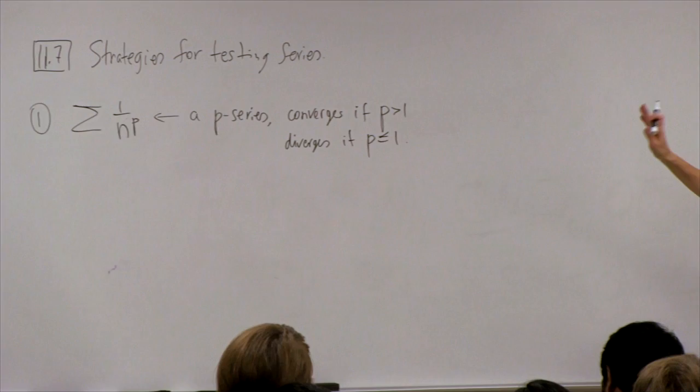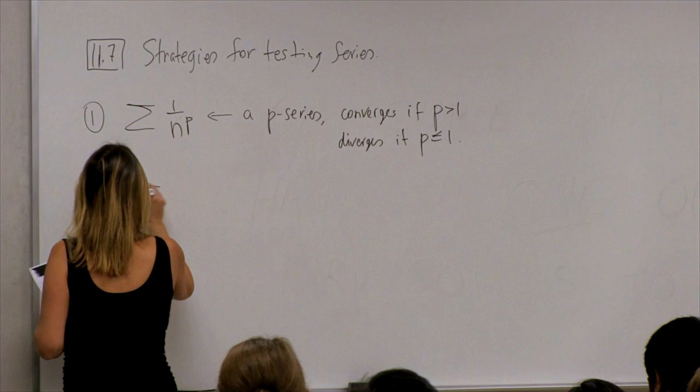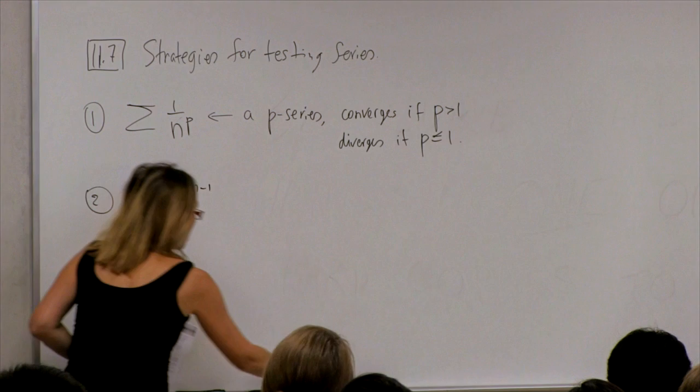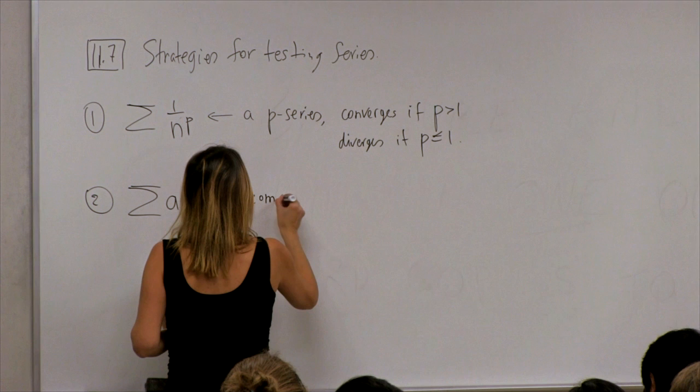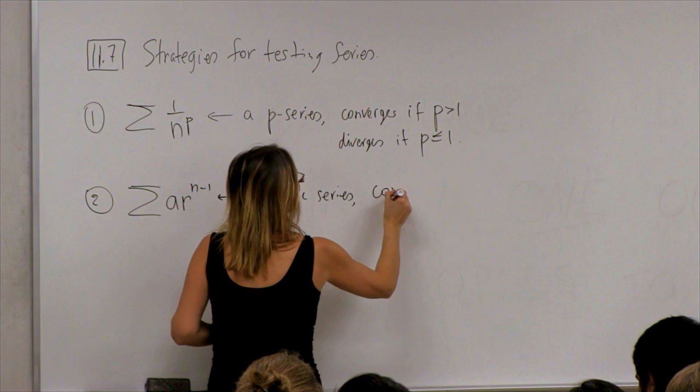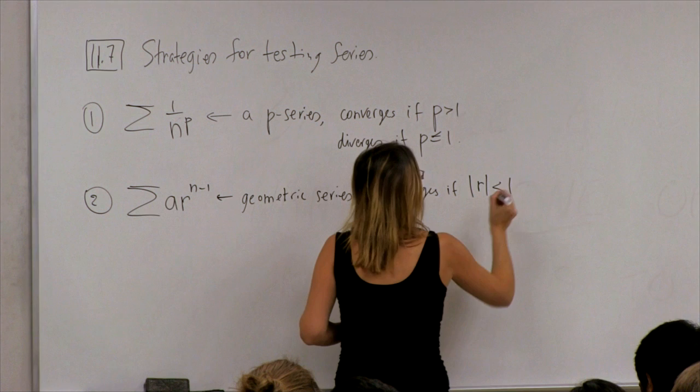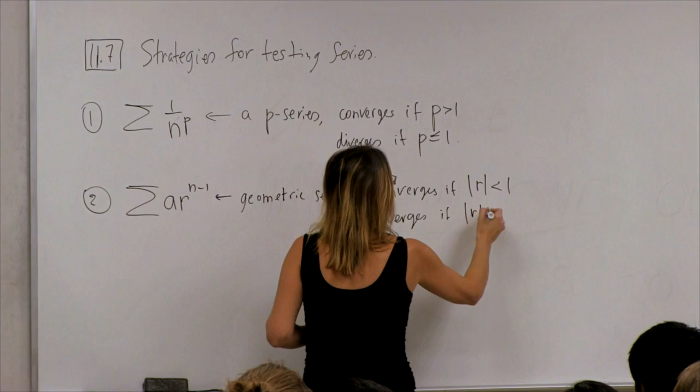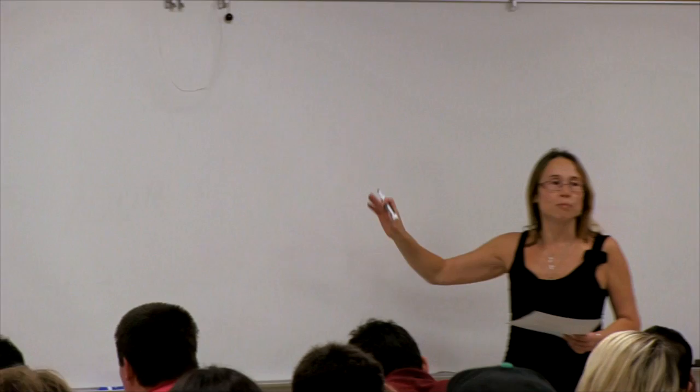Another one, a standard one, is, as I told you before, the geometric series. And it converges if the absolute value of r is less than 1, and diverges if the absolute value of r is greater than or equal to 1. Okay, these two are your staple series that you should know everything about.